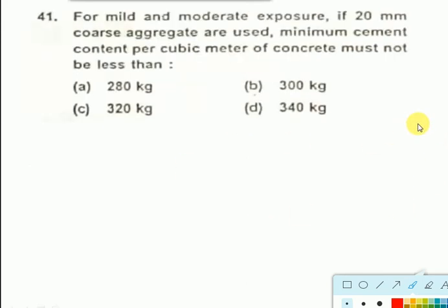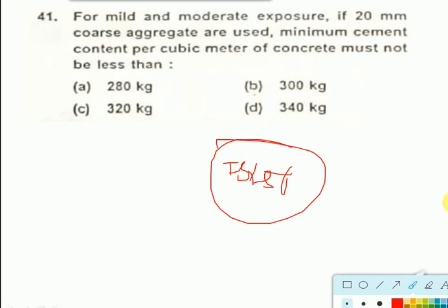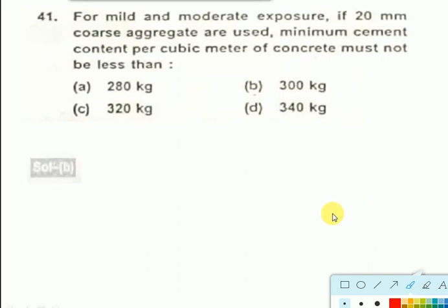Okay. Next question. Question number 41. For mild and moderate exposure, there are some exposure conditions according to IS 456-2000, right? So according to that, for mild and moderate exposure, if 20 mm coarse aggregate is used, the minimum cement content per cubic meter of concrete must not be less than 300 kg, right? You have to remember all these because these are IS 456 guidelines. So the answer for this question is B.